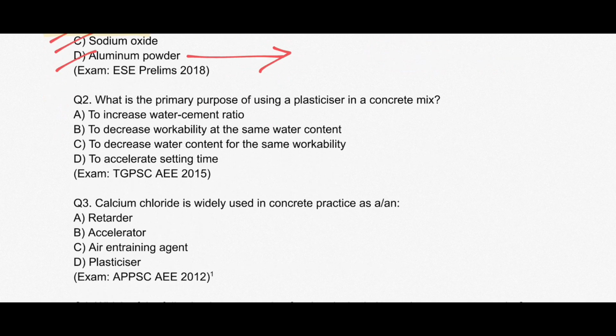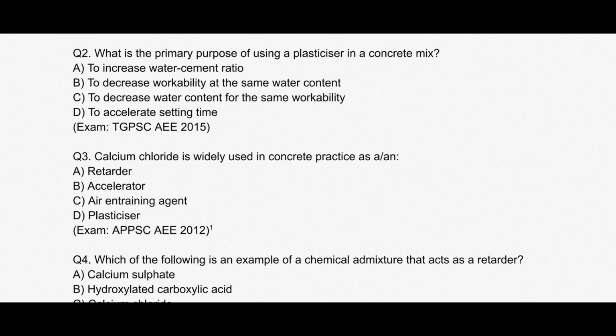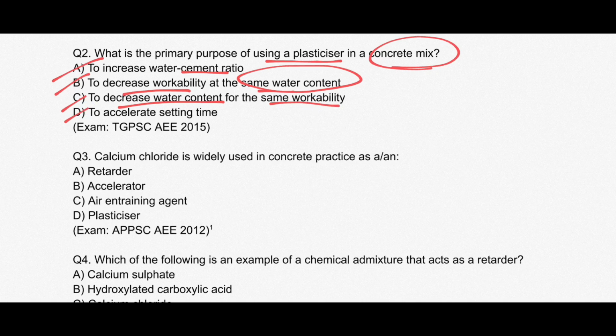Okay, second question. What is the primary purpose of using a plasticizer in a concrete mix? Option A to increase water cement ratio, option B to decrease the workability at the same water content, option C to decrease the water content for the same workability, option D to accelerate the setting time. Answer is, to decrease the water content for the same workability.